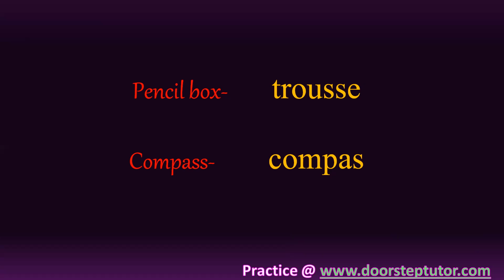Then we have blackboard, which is tableau noir. Then we have a green board, which is tableau vert. Then we have a compass, which is compas. Okay. Then we have a pencil box, which is trousse in French. Then we have a notebook, which is cahier. Very good. Then we have a book, which is livre. Excellent. Okay. So that was all for today.